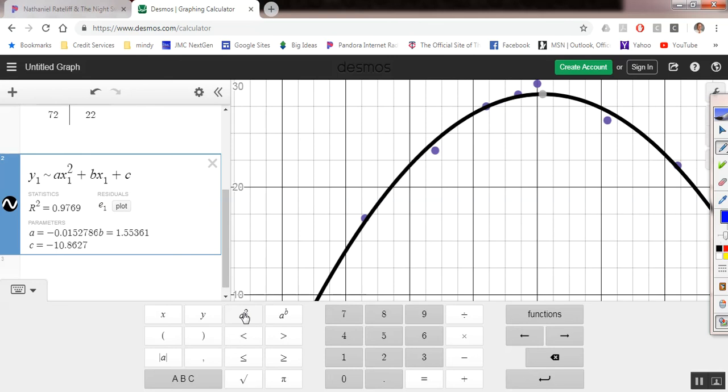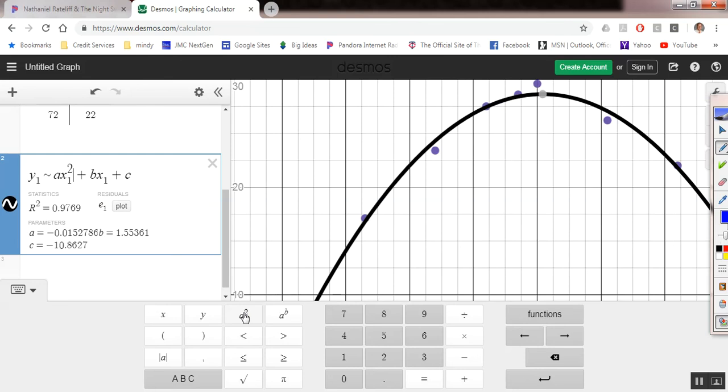What do they give you as an A value down here, kids? So negative 0.015. How about a B value? What do they give you for a B value? About 1.55, don't they? What do they give you for the C value? Negative what? You guys should have those values in front of you right now. Is there anybody that didn't get that?